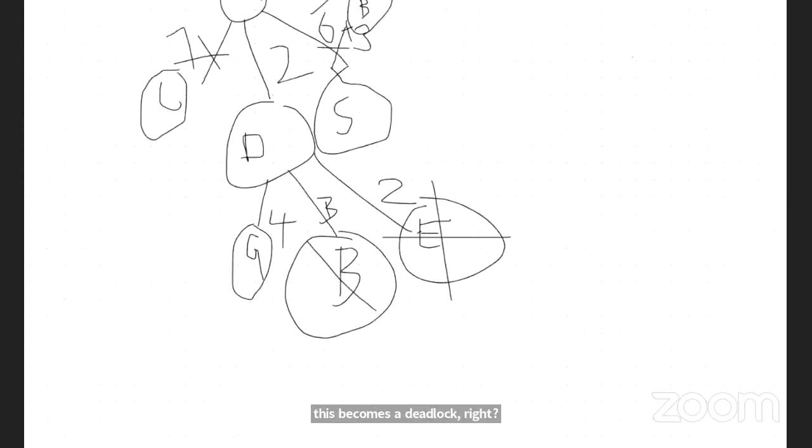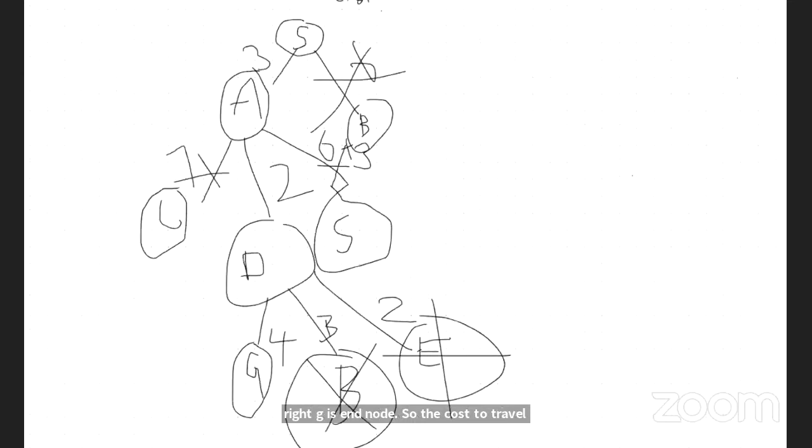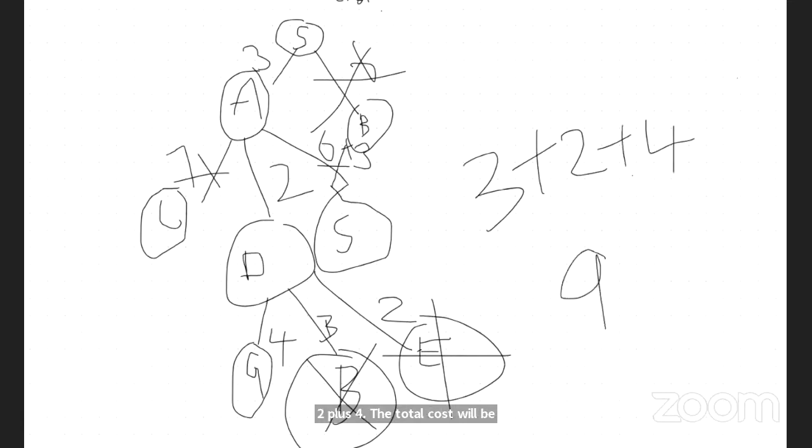So again you're going to G. G is the end node. Right? G is the end node. So the cost to travel for the salesperson is 3 plus 2 plus 4. The total cost will be 9. Now check whether you have any other possibilities. So this is the solution for this particular traveling salesperson problem.